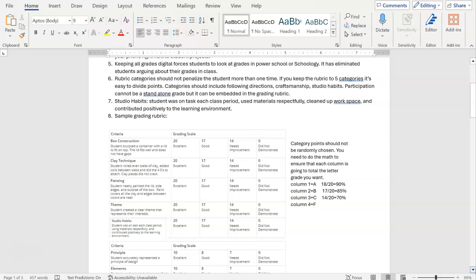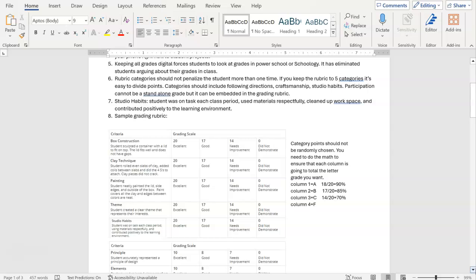Then again, number 6, kind of reiterating: rubric categories should not penalize students more than once for the same thing. In our department, we specifically determined that we want to assess students on following directions, craftsmanship, and studio habits. So we embed our participation grade into our studio habits because we're not allowed to give a participation grade, but we can kind of hide it within the verbiage. So we've come up with a studio habit category, which is basically the student was on task each class period.